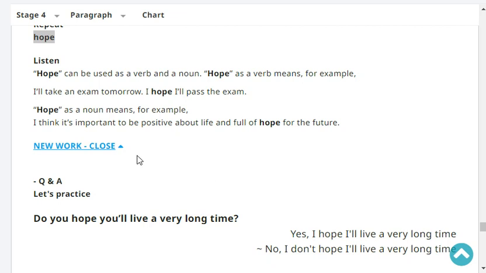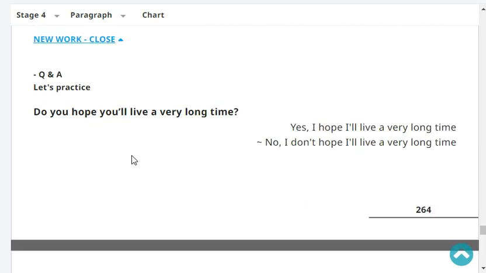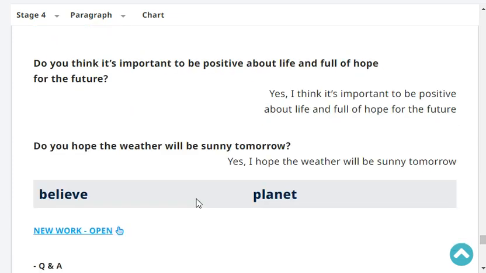Okay, let's practice. Do you hope you live a very long time? Yes or no? Yes, I hope I live a very long time. Very good. Do you think it's important to be positive about life and full of hope for the future? Yes, I think it's important to be positive about life and full of hope for the future. Do you hope the weather will be sunny tomorrow? Yes, I hope the weather will be sunny tomorrow. Perfect. Very good.